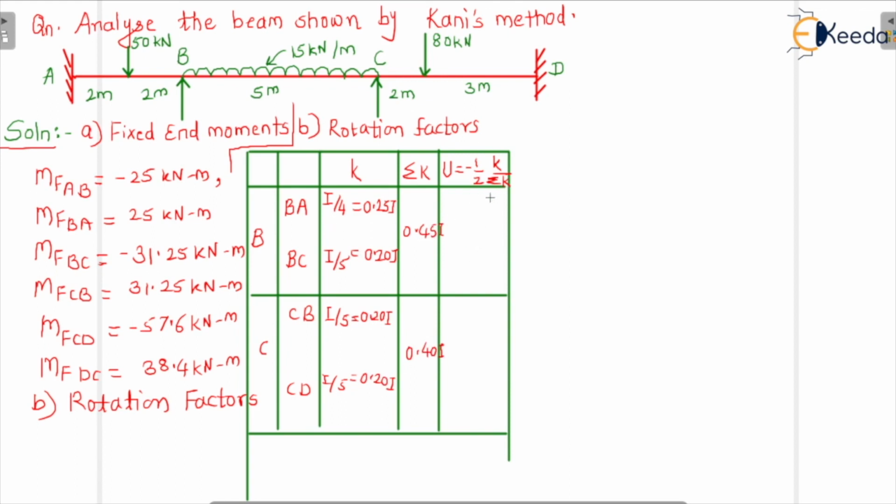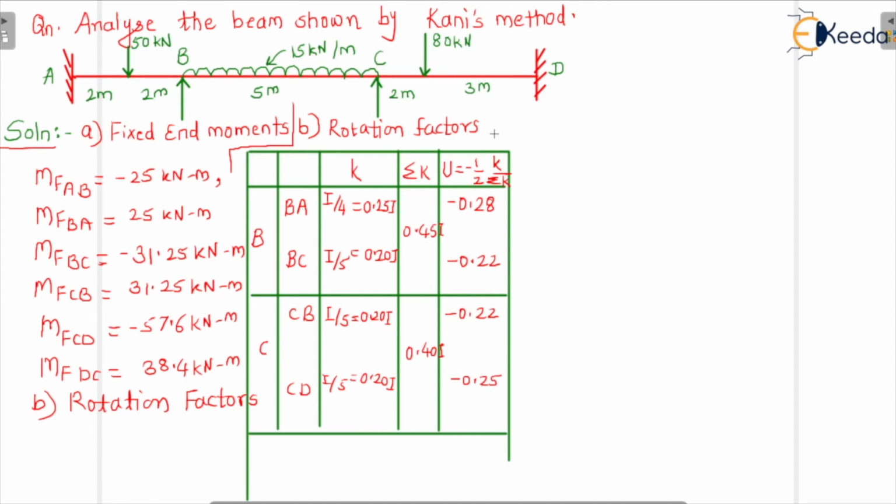Now when you use the formula, U equals minus half of K by summation of K, so half of K means 0.25 I divided by 0.45 I. When you use the formula, we get the rotation factors as minus 0.28, minus 0.22, minus 0.22, minus 0.25. So this is our rotation table.